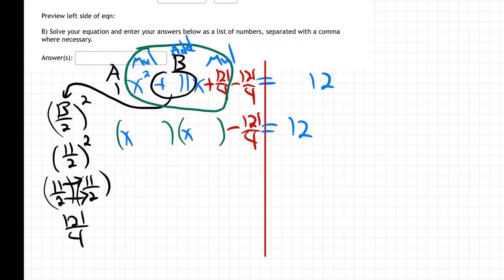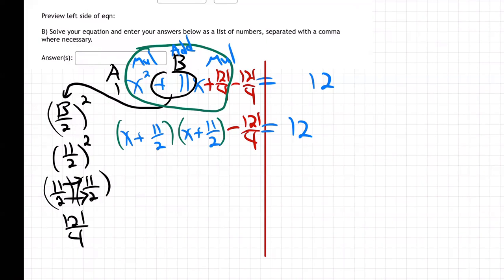What times what is 121 over 4? That's weird, right? You see what I'm saying here, guys and gals? What multiplies to be 121 over 4? That's so bizarre. Well, actually, no, I just did it right here. Right here, I just multiplied 2 things and got 121 over 4. It's right there. It's 11 over 2 times 11 over 2. We just did it. That's how we got the 121 over 4. You tracking with me? So both of those are positive.